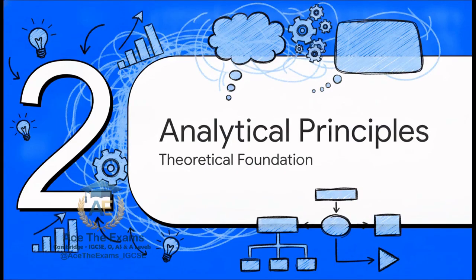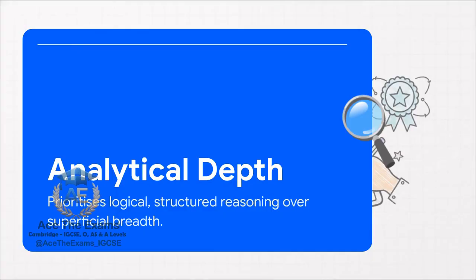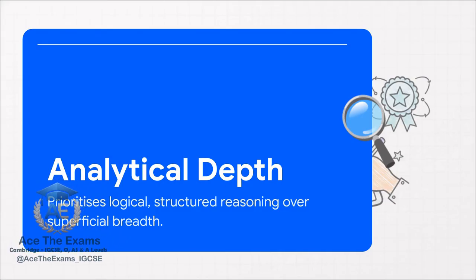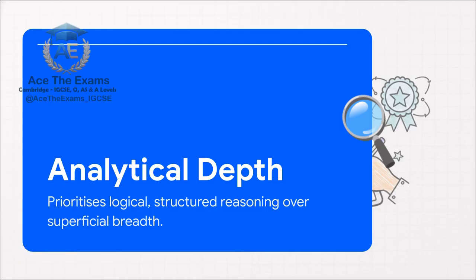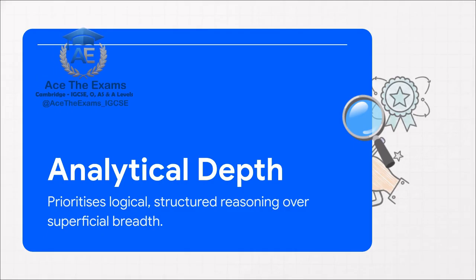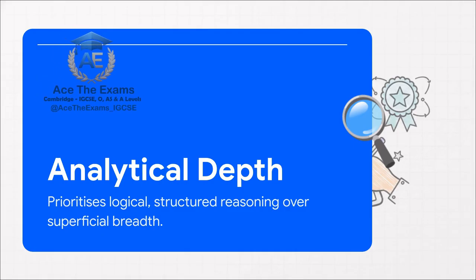Moving right along to Section 2, Core Analytical Principles. This is where we build the theoretical foundation of a top-tier answer. The crucial point we have to understand is this core definition: analytical depth over superficial breadth. This goes back to our weightlifter analogy. You cannot just list a dozen shallow facts about a topic like batch processing versus real-time processing and expect an A star. Merely stating that batch processing is delayed while real-time is instant simply won't cut it.